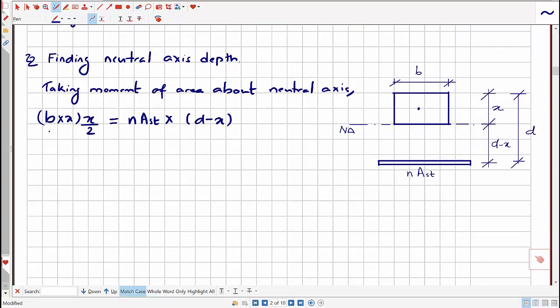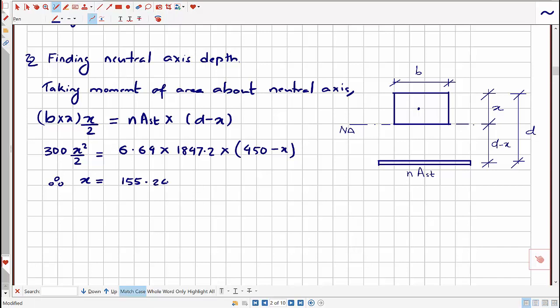So now let's put b as 300 millimeter here, so it is 300 X squared by 2, and we computed n as 6.64. Area of steel we computed as 1847.2. The effective depth we know is 450 minus X. Again, this is a quadratic equation in X. Now solving the quadratic equation, we can find X, or neutral axis depth, is 155.24 millimeter from the top.